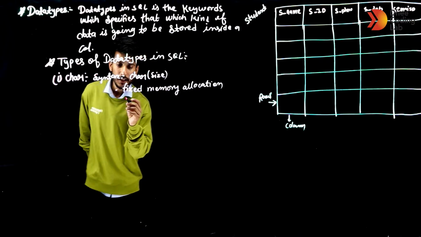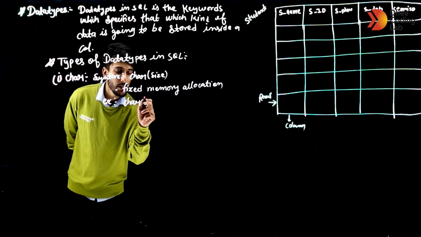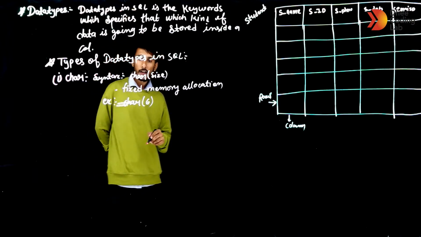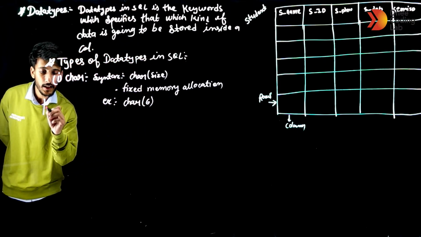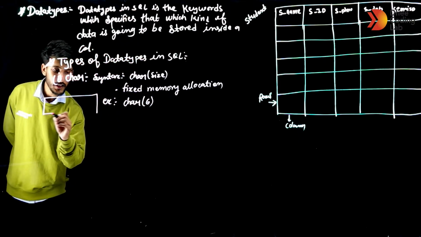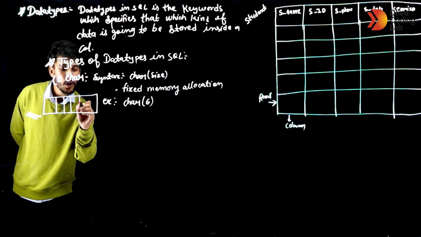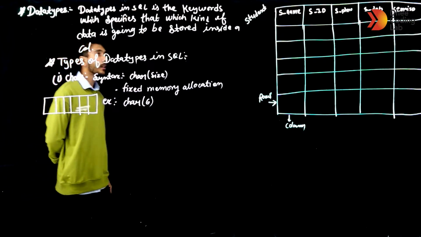Let's take an example. I have given char a size of 6. Now what is going to happen in the backend? Let's take an example with blocks. How many blocks will be created? 6 blocks are going to be created.